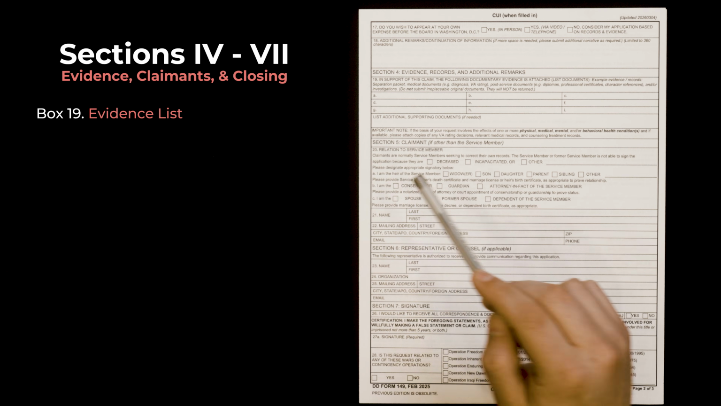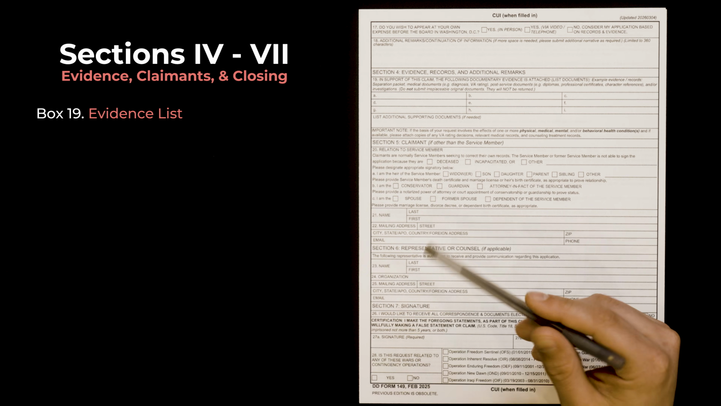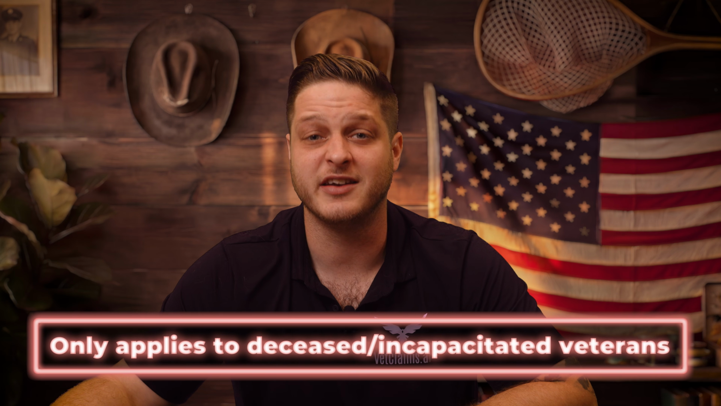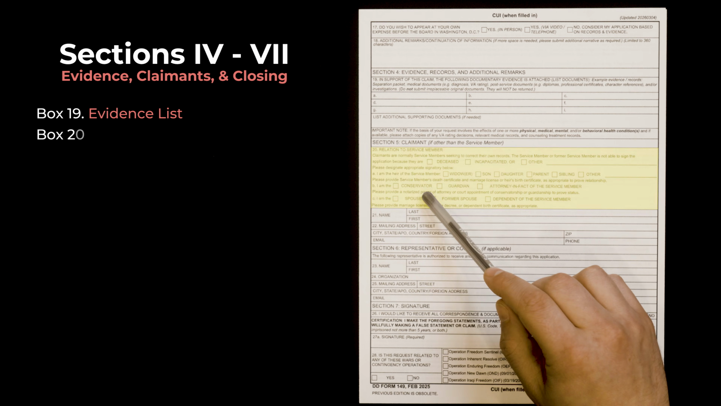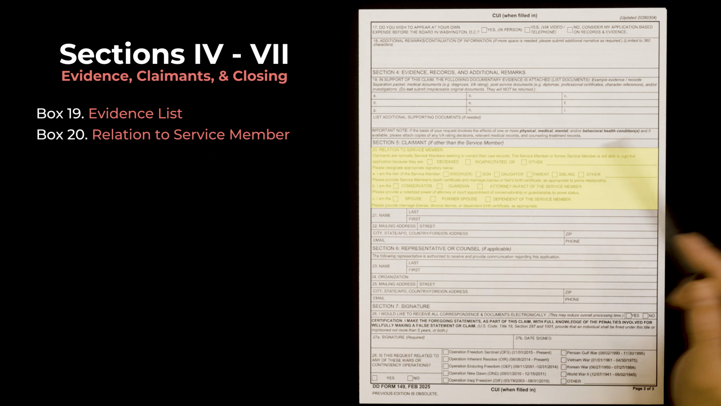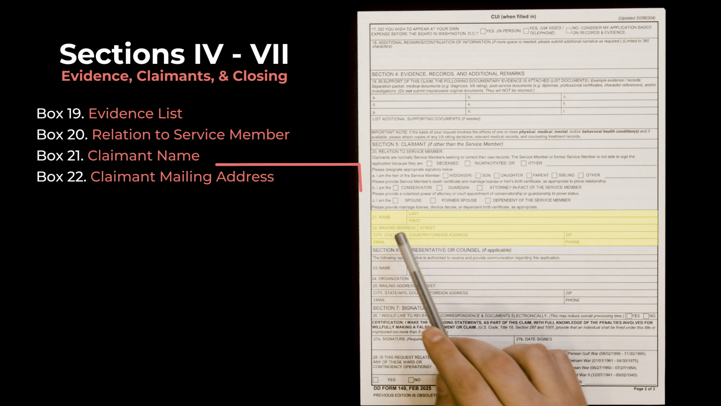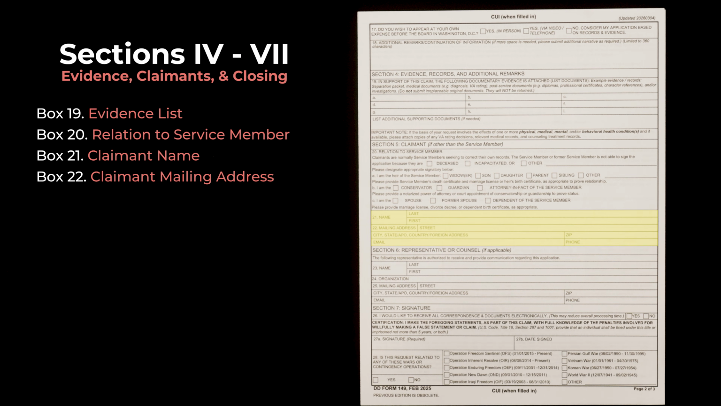Section 5 covers claimant information, and for most of you watching this, you can move through it quickly. This section only applies if the veteran is deceased or incapacitated and cannot sign the form themselves. Box 20 is where you designate yourself as an heir, conservator, or spouse or dependent, and you check the box that matches your relationship. Box 21 and 22 collect your name and mailing address as the claimant. Attach the proof the form requires, a death certificate, a marriage license, a birth certificate, or a power of attorney, depending on your relationship to the veteran. Surviving family members, this path exists for you.